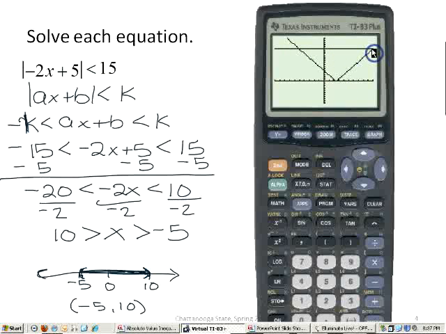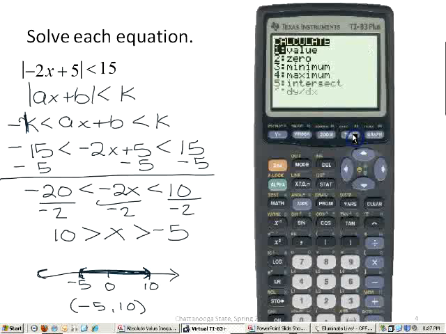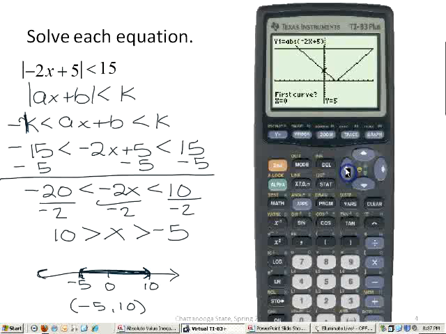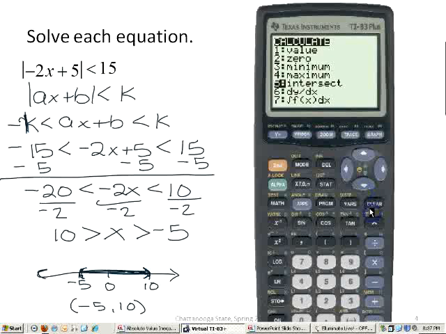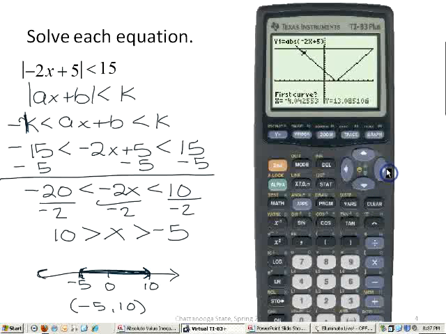The absolute value graph is the V-shaped graph. And here is the line y equals 15. So I can see that this is intersecting at two different points. So I want to find those points of intersection. To find the first point of intersection, I move my cursor over to the first point and press enter 3 times. And there's my x equals negative 5.